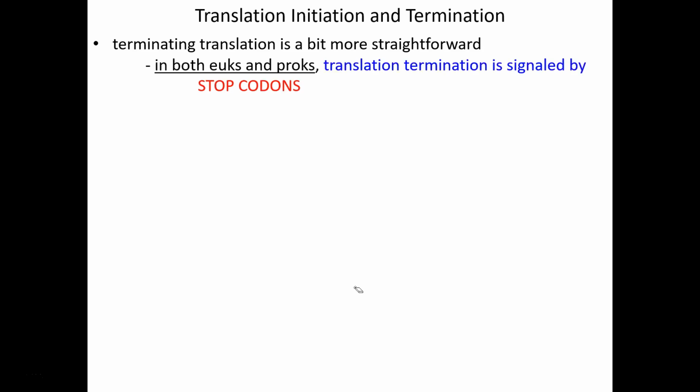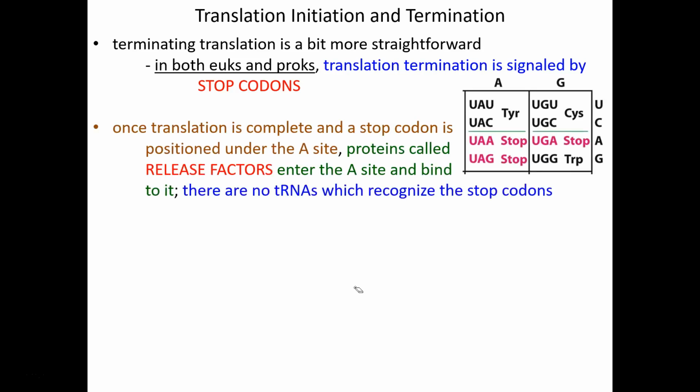And then terminating translation is also a little bit straightforward. In both eukaryotes and prokaryotes, translation is terminated by stop codons, those 3 stop codons that I showed you before. Once we've reached the codon right before the stop codon, up until that point, everything has happened appropriately. So the codon right before the stop codon has a peptidyl tRNA on it. Peptidyl tRNA is in the P site. A site is vacant. But there is no tRNA that recognizes the stop codon. So the A site is vacant, but there's no tRNA that can enter because the codon in that A site, a stop codon, doesn't have a tRNA for it.